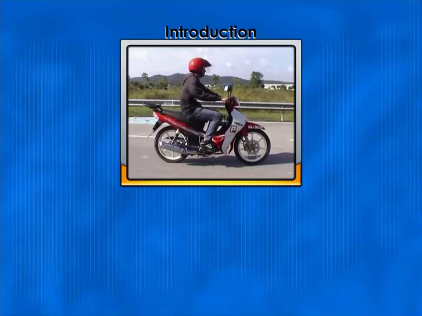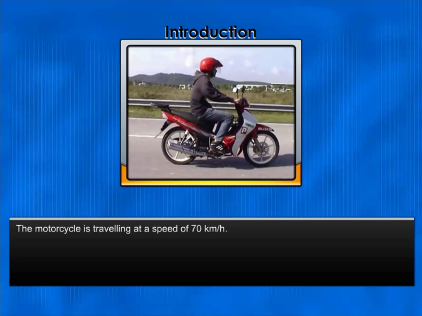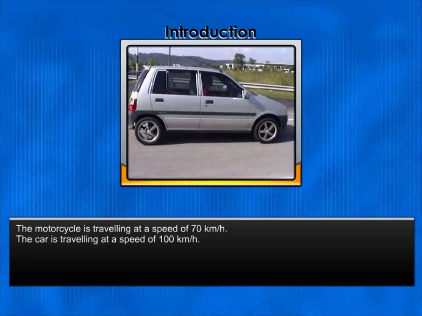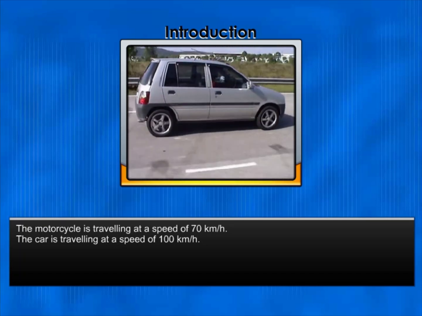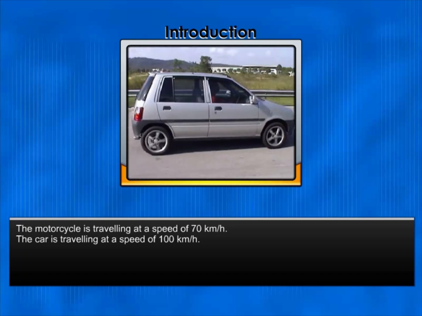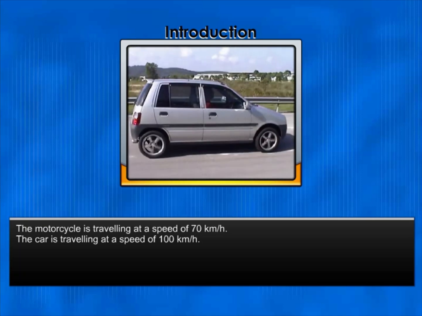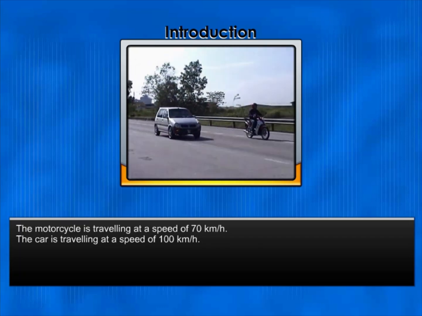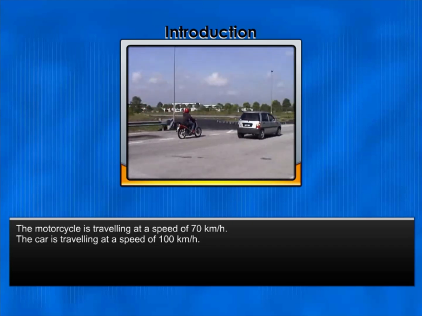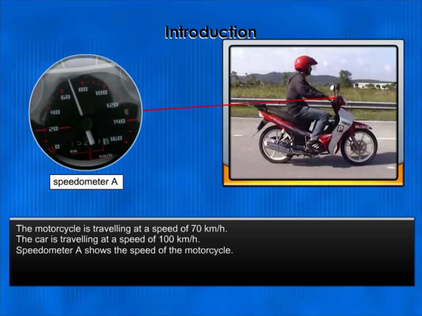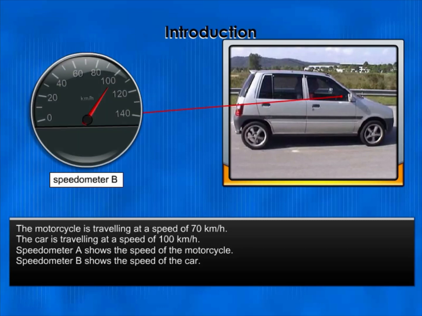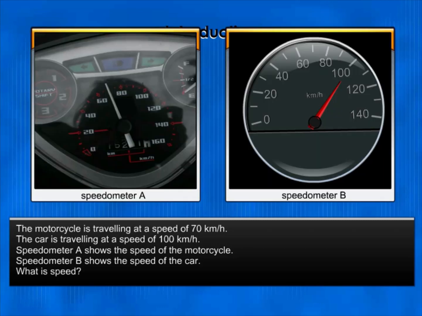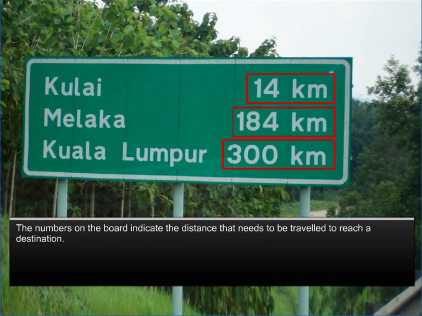Introduction. Observe the video. The motorcycle is traveling at a speed of 70 km per hour. The car is traveling at a speed of 100 km per hour. Speedometer A shows the speed of the motorcycle. Speedometer B shows the speed of the car. What is speed? The numbers on the board indicate the distance that needs to be traveled to reach a destination. What is distance? Let us find out.